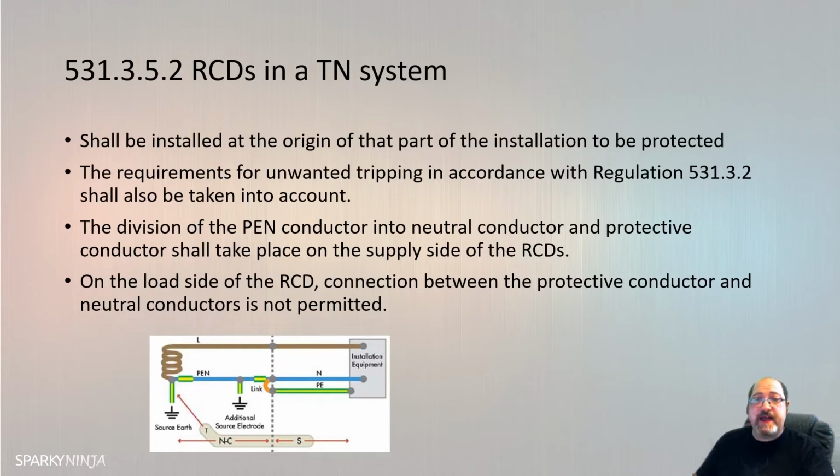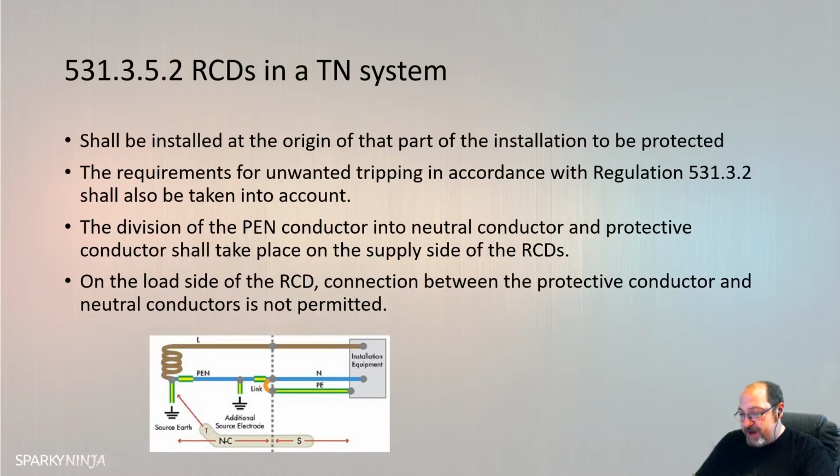Okay, RCDs now. 531.3.4 was all about accessibility. We're now going to go to 531.3.5, which is RCDs for fault protection. Alright. TN systems. RCDs shall be installed at the origin of that part of the installation to be protected. The requirements for unwanted tripping in accordance with 531.3.2 shall also be taken into account.